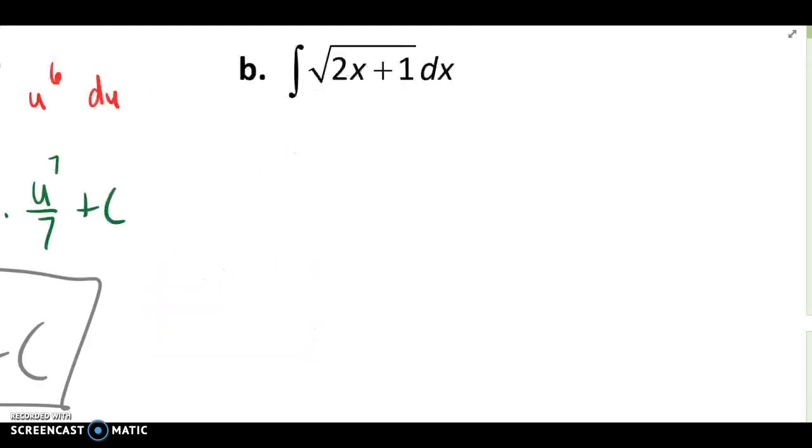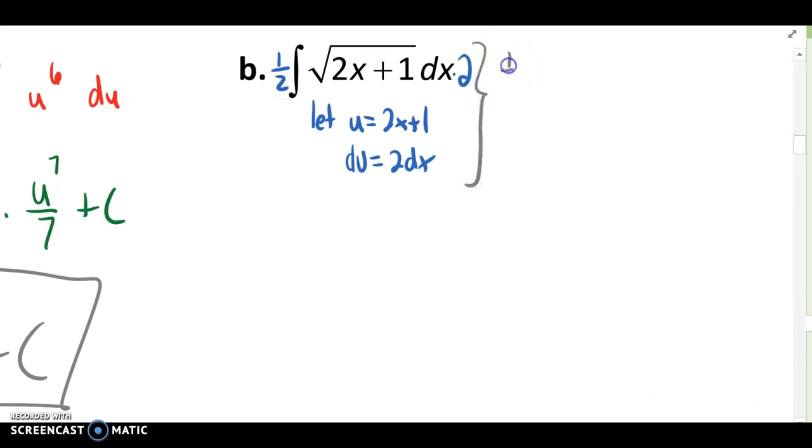In this problem, we're going to let u be equal to 2x plus 1, so du equals 2 dx. Inside the integral, it just has 1 dx. We need it to be a 2 dx, so we're going to multiply by 2, and then also by 1/2 to balance it out. Bringing this together, we have 1/2 integral of u to the 1/2 du, because the square root means the 1/2 power. And when we actually integrate that, that's going to be u to the 3/2 divided by 3/2, or really times 2/3, plus our constant.